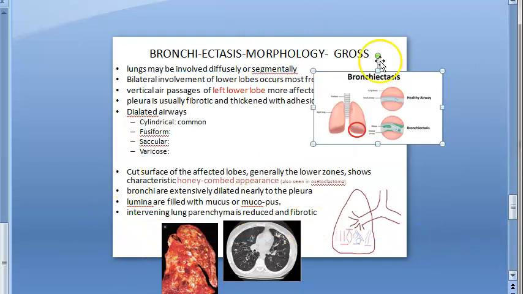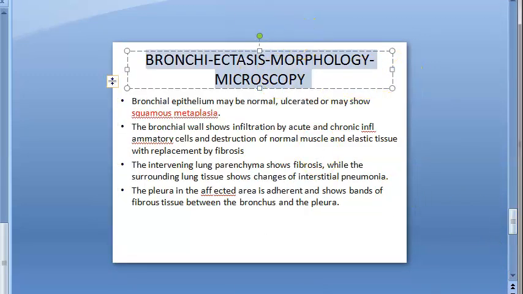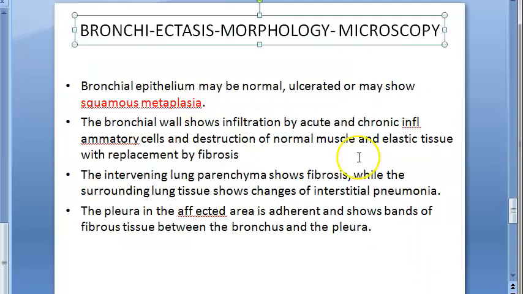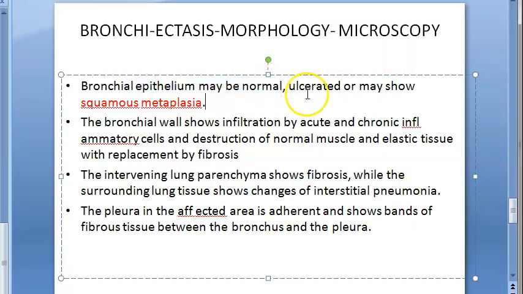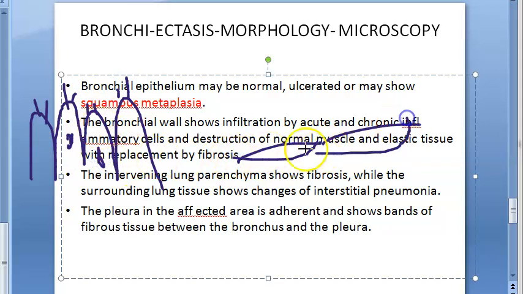Now, let's move on. Gross is over, guys. Next we have to move on to microscopy. Let us look at the epithelium. Epithelium may be normal or ulcerated or may show squamous metaplasia. There can be squamous metaplasia because normally what is the epithelium? It is going to be pseudostratified, ciliated, columnar epithelium. So, this can become squamous. Remember, in bronchiectasis, you can see squamous metaplasia. Okay.